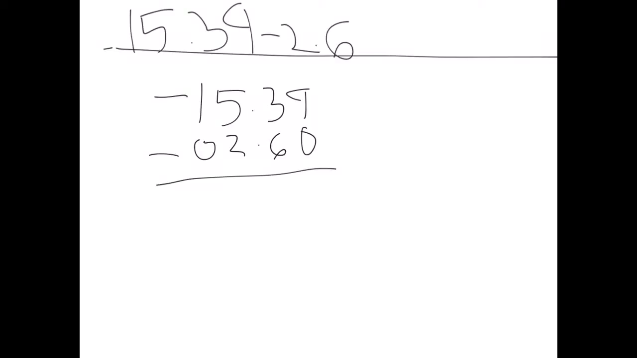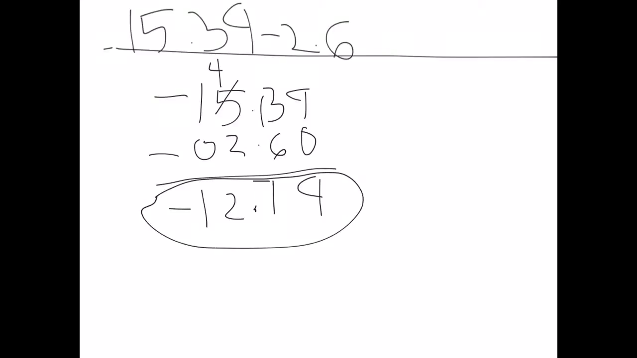9 minus 0 is 9. And then 3 minus 6, you have to borrow. 13 minus 6 is 7, sorry. 4 minus 2 is 2, and 1 minus 0 is 1. And you put your negative sign, and your answer is negative 12.79.